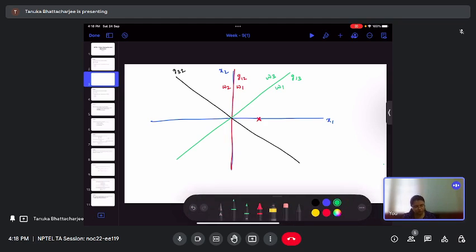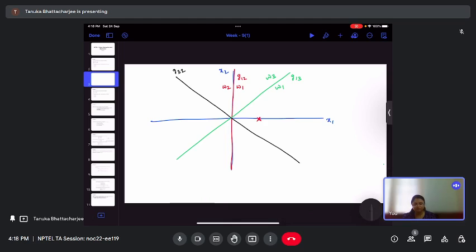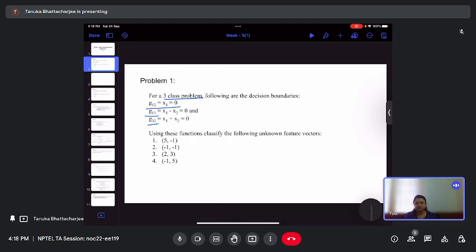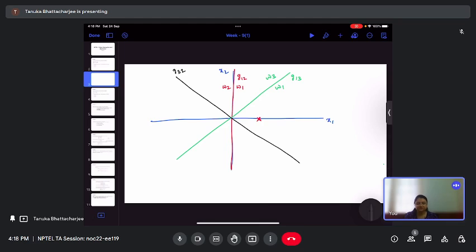Similarly, we will have to do it for G32. The G32 equation is x1 plus x2. If you take the same point, then x1 is positive, x2 is 0, so overall it is a positive quantity. So the right side of this line belongs to the positive side. That is the omega 3 side and the left side is omega 2. So these are the divisions based on each of the decision boundaries.